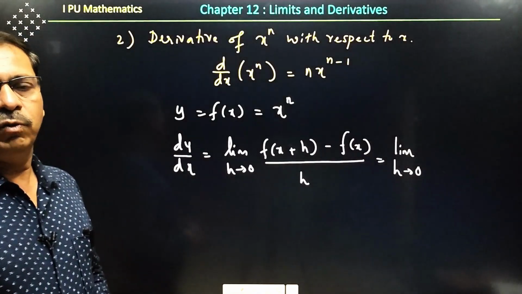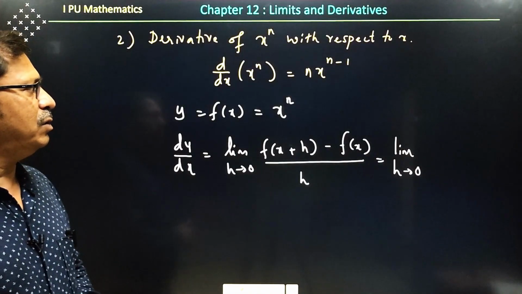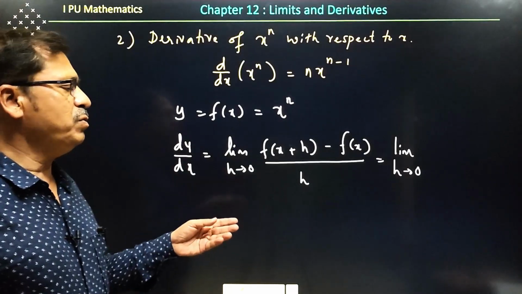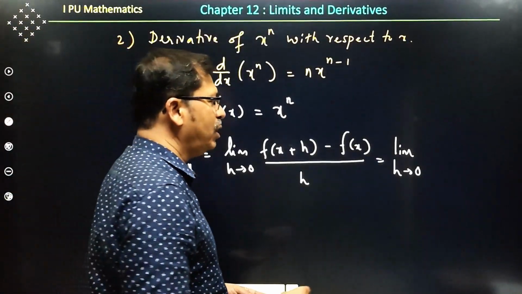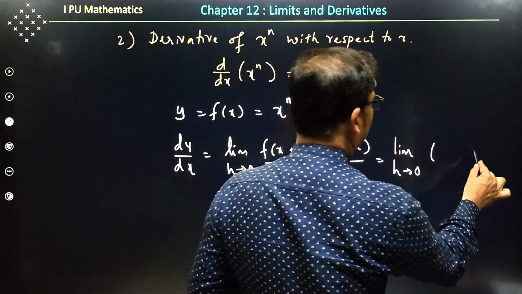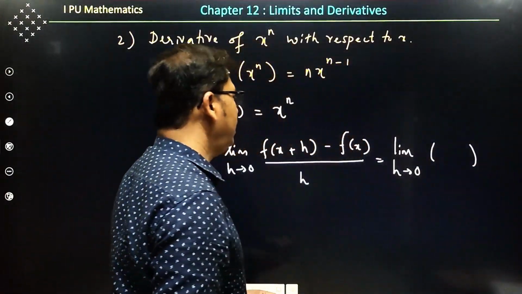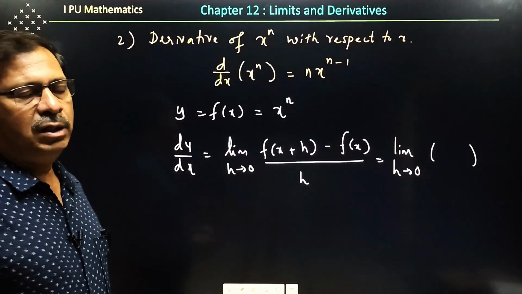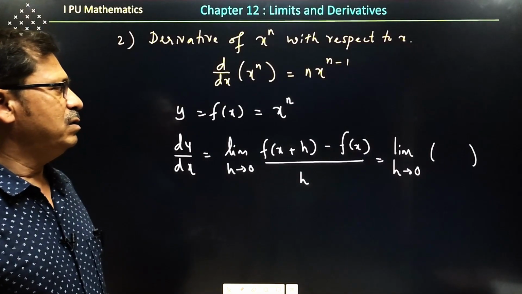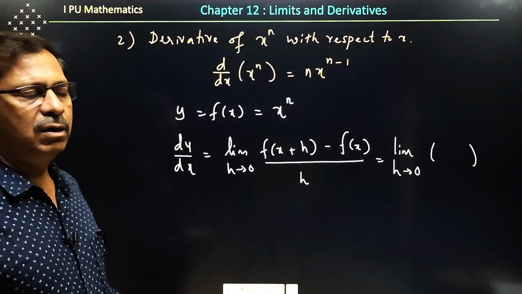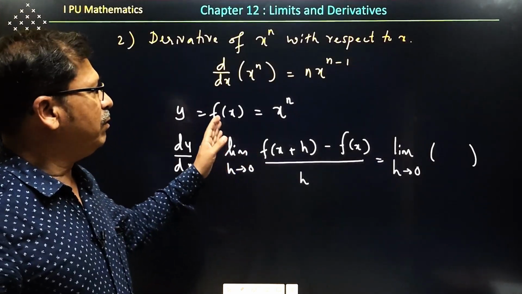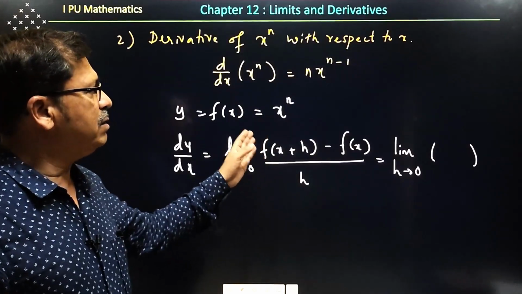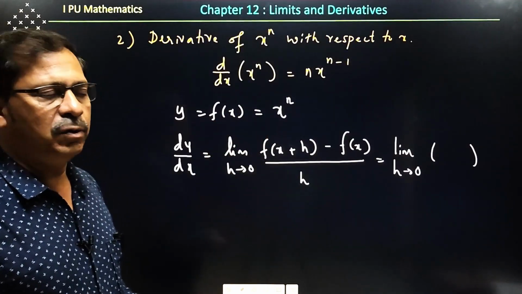What to write? x is to be replaced by x plus h in the given function. Come on, tell me, what should I write? What should I write? x plus. f of x plus h, f of x is equal to x raised to n. Replace x by x plus h. What you are going to write now?